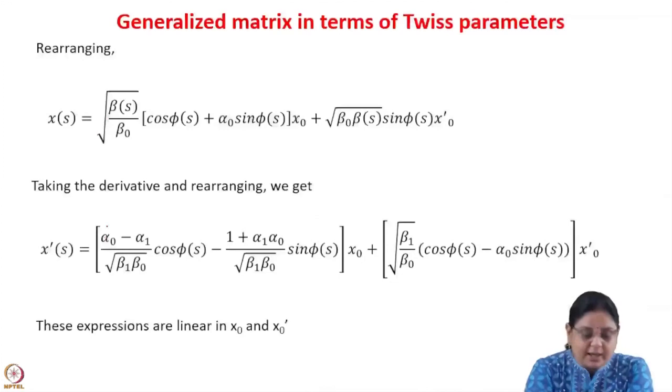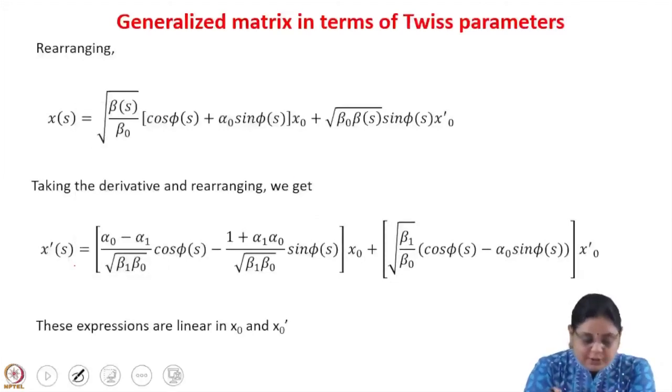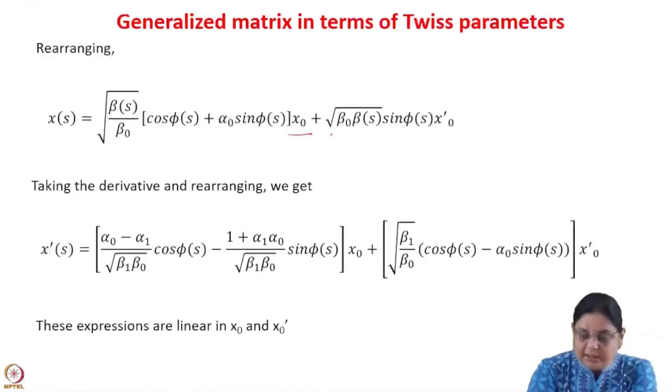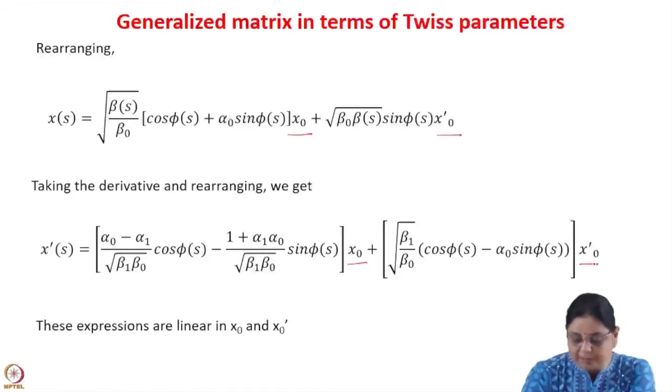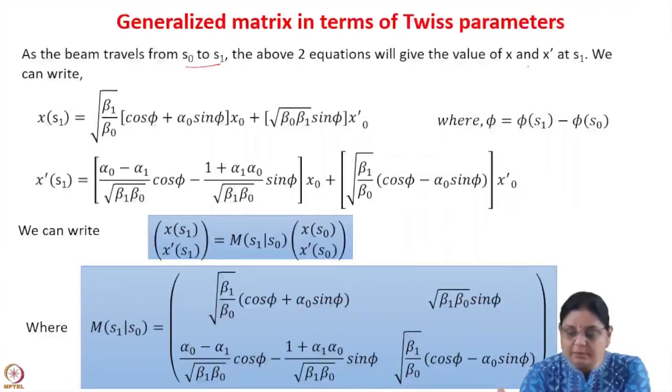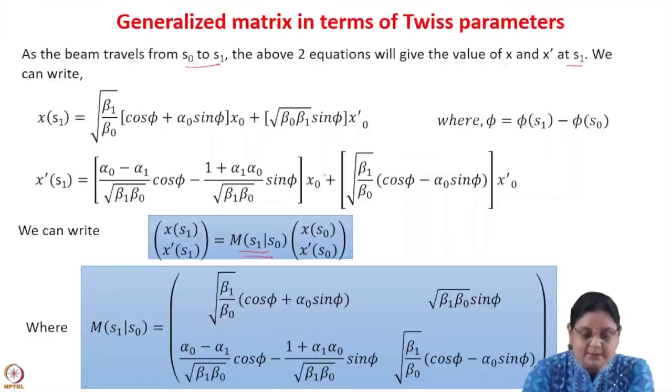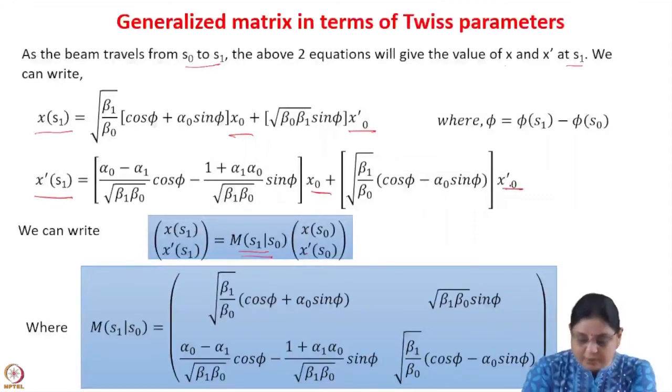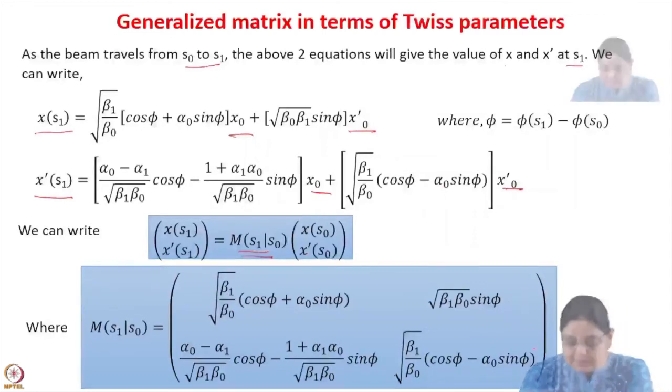Now you can rearrange this, and again you can take the derivative, and we see that these expressions are linear in X0 and X0 prime. So as the beam travels from S0 to S1, the above equations will give the value of X and X prime at S1. So from this expression, you can write this in matrix form, and you will get X at S1 and X prime at S1 as simply some matrix M times X at S0 and X prime at S0, and this matrix will come from these two expressions. So the matrix is now given by this expression.